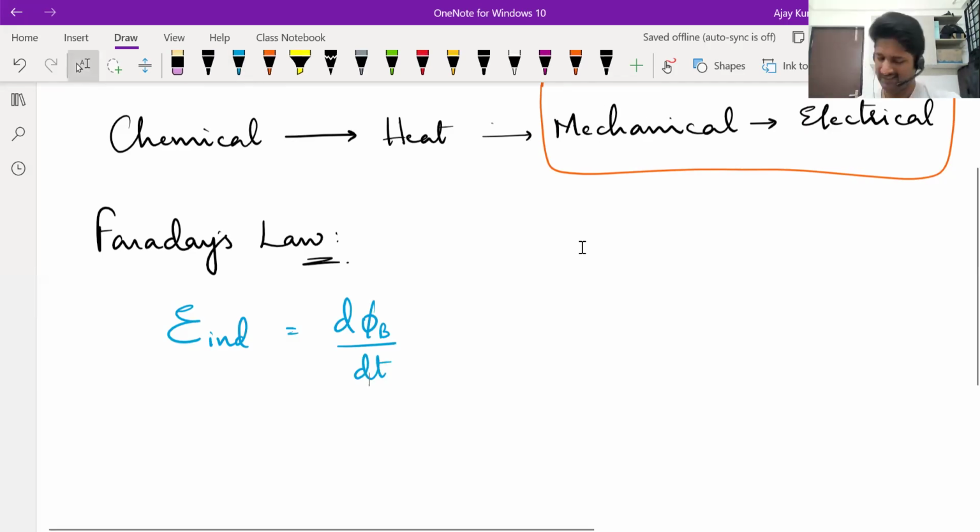Fine, so this is the idea that is used in an AC generator. There is a coil inside the generator and the flux through that coil is made to vary with time. If you make flux through a coil vary with time, an EMF gets generated in the coil. And if you connect it to a circuit, it can drive current. That's the idea.